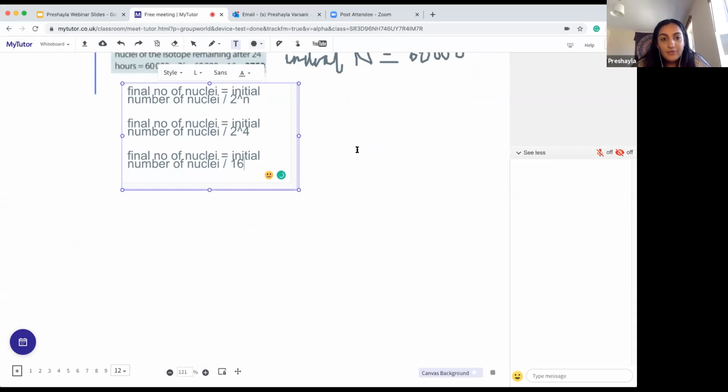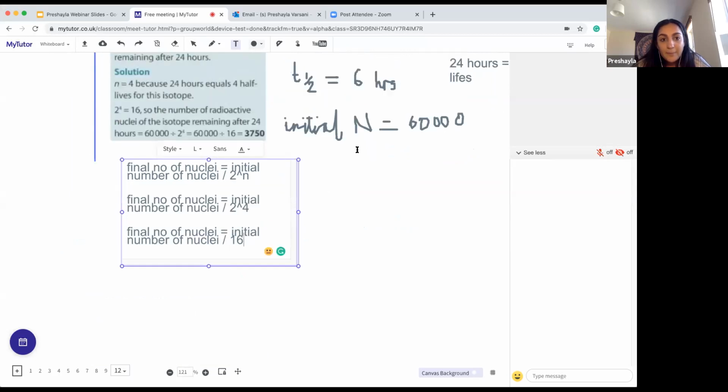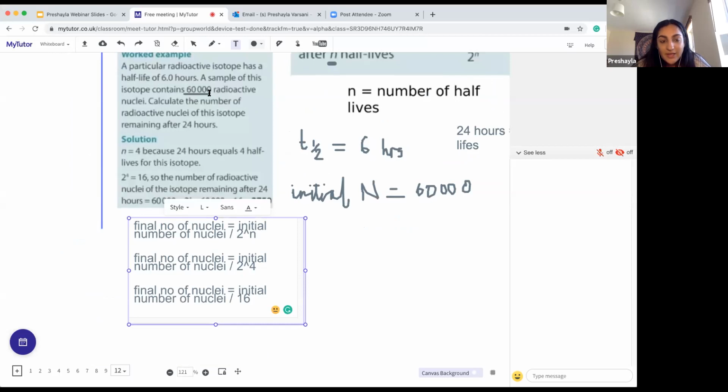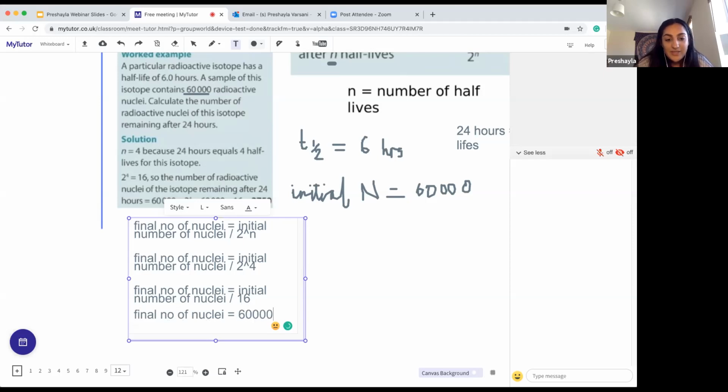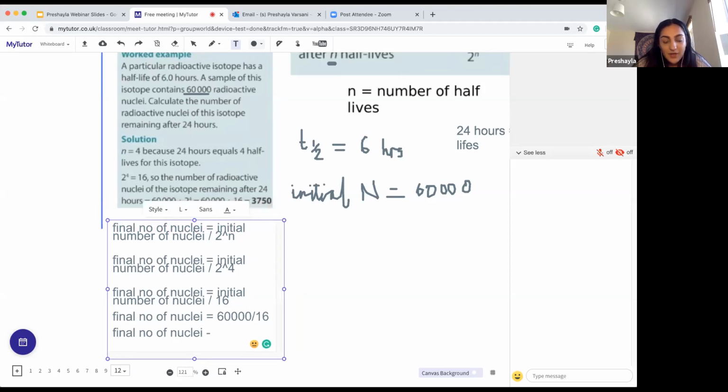Now we also know that the initial number of nuclei, before any decays, before any half-lives, is 60,000. So we can replace the initial number of nuclei with 60,000, so that we have an equation: final number of nuclei equals 60,000 divided by 16. So our final number of nuclei after 4 half-lives is 3,750.